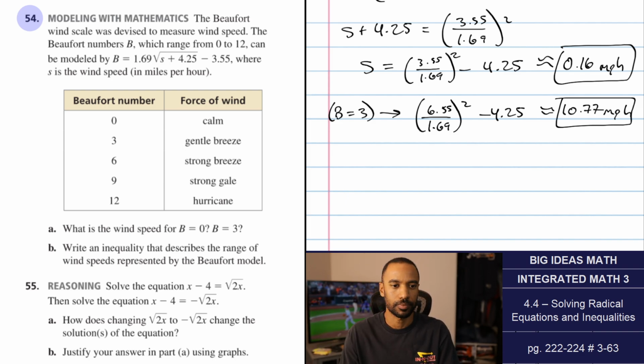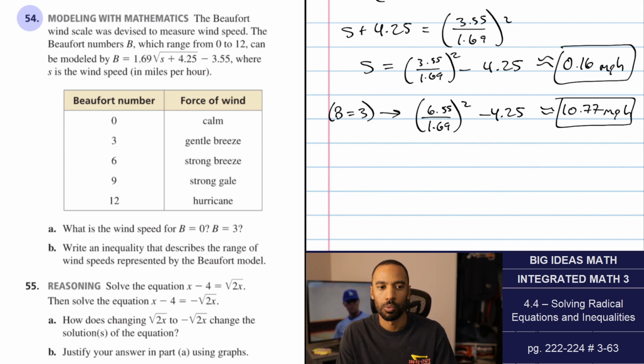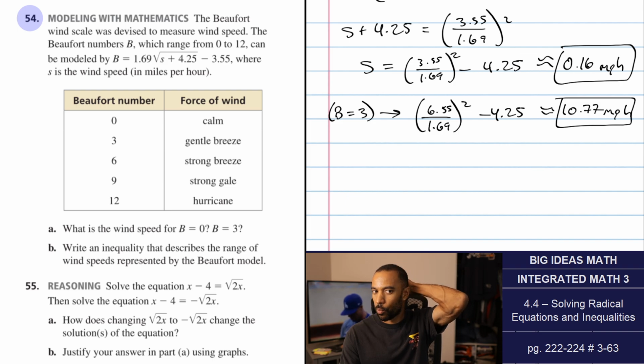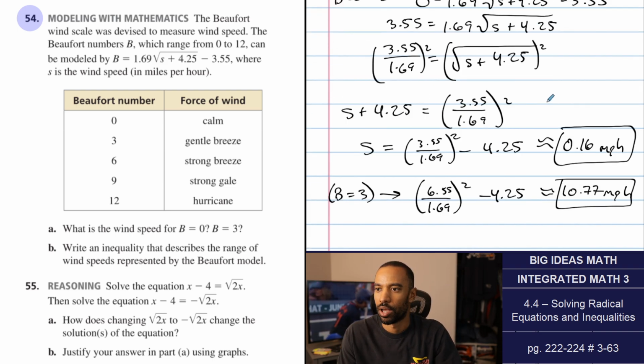So there's a difference in wind speed between a calm wind and apparently that's still a gentle breeze. Part B, write an inequality that describes the range of wind speeds represented by the Beaufort model. So let's plug in 12. Well, hold on.